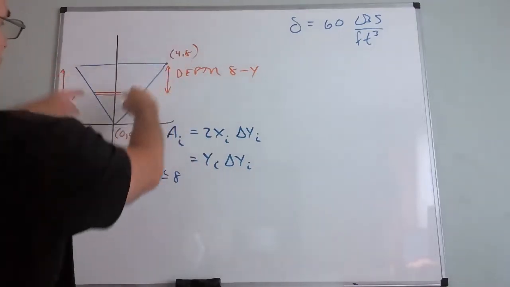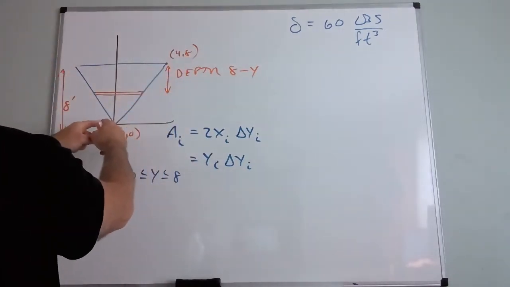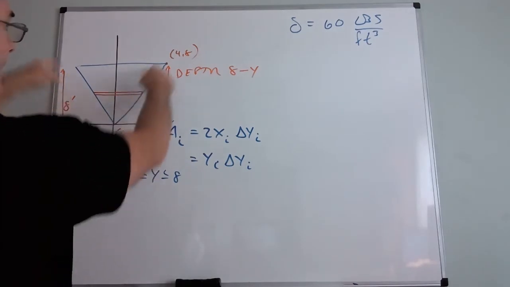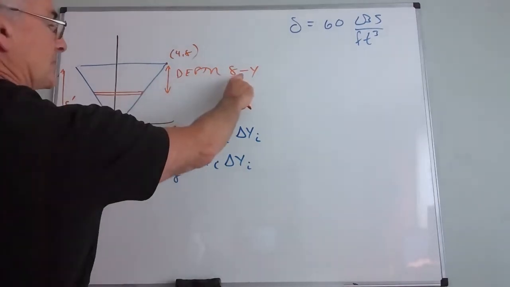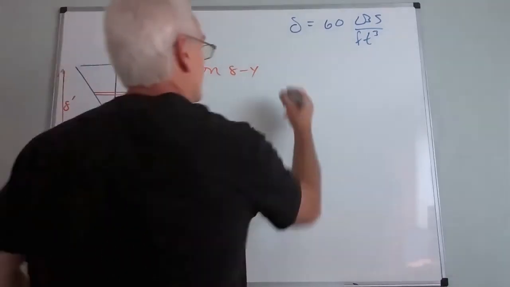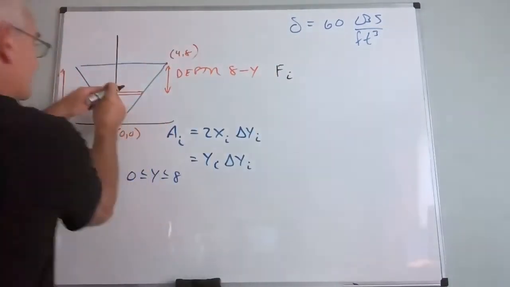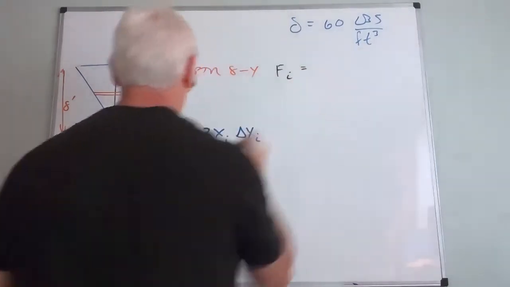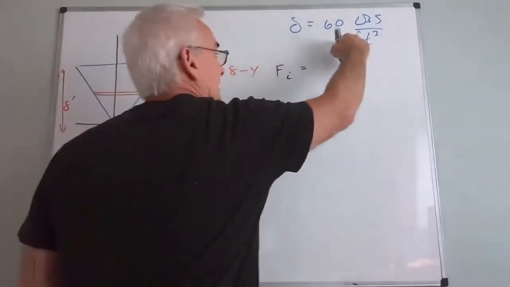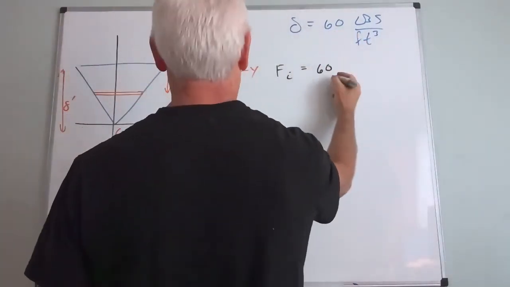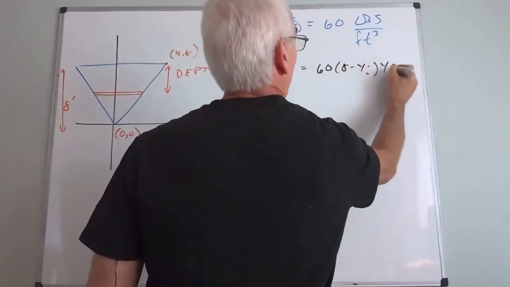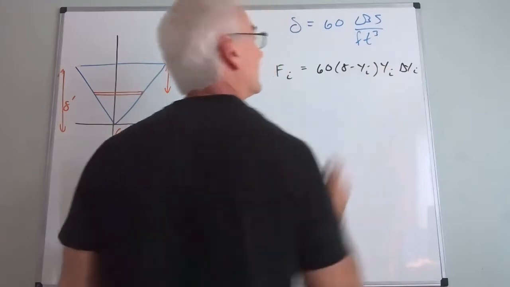But because of the nature of my shape, the easiest way to do the algebra and the geometry of this shape is to put this guy at the origin, right? Then everything's easier. Depth is a little trickier. So now I can say the ith force, that means the force on that slice right there is going to be this times this times this. So I'll say 60 times (8 minus yi) times yi times delta yi.